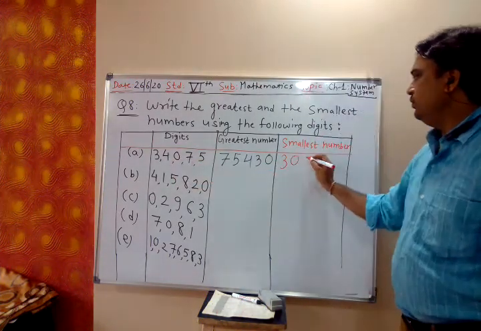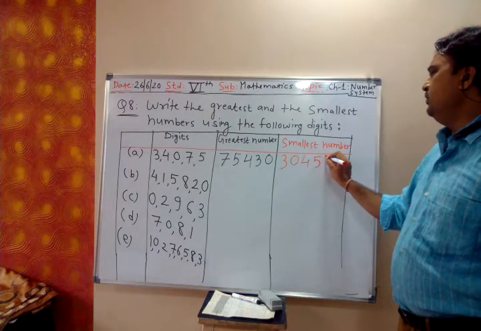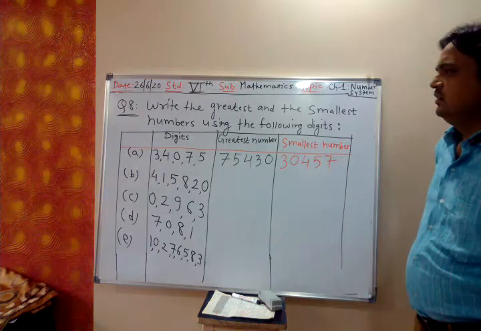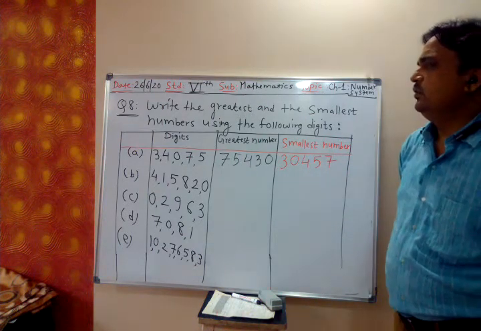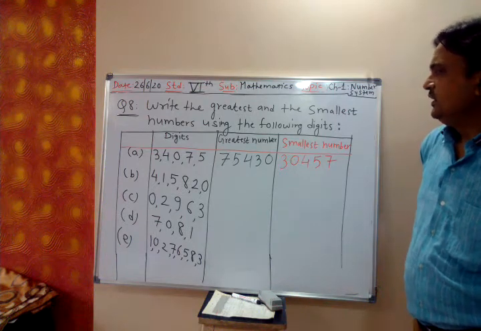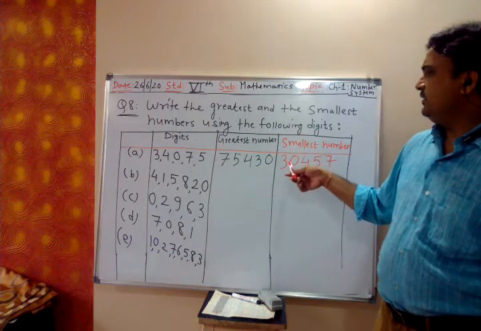Then 4, then 5, then 7: 4, 5, 7, not 4, 7, 5. So 3, 0, 4, 5, 7. For the greatest number, start with the greatest digit. For the smallest number, start with the smallest digit.